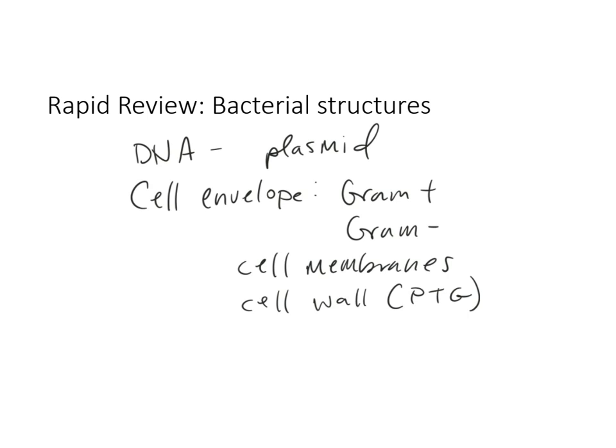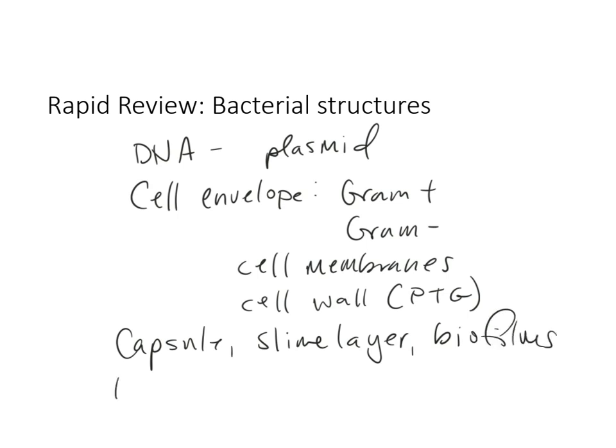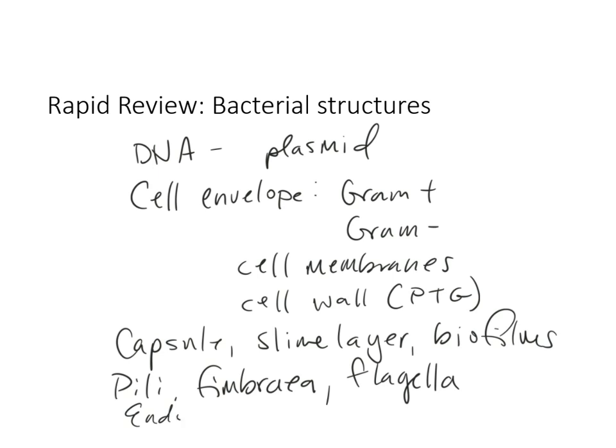Outside of the cell, we can have things like the capsule, slime layer, and biofilms. Bacteria can also have pili, fimbriae, which is another word I can never spell correctly, which are used for attachment, and flagella, which can be used for locomotion. And of course, we can't forget those endospore-forming bacteria and the role that they can have in human health.